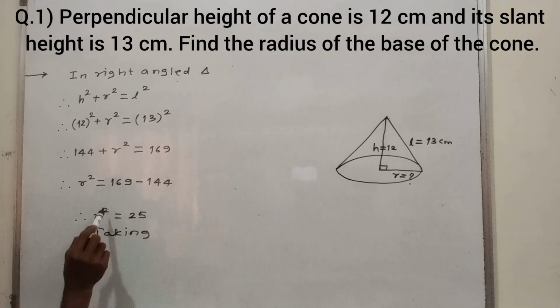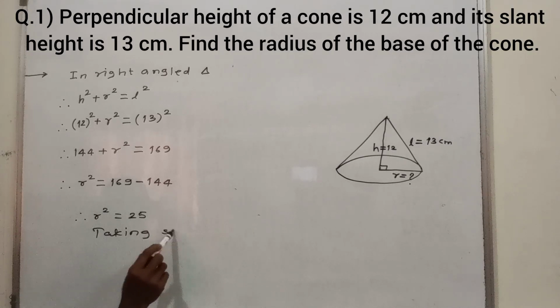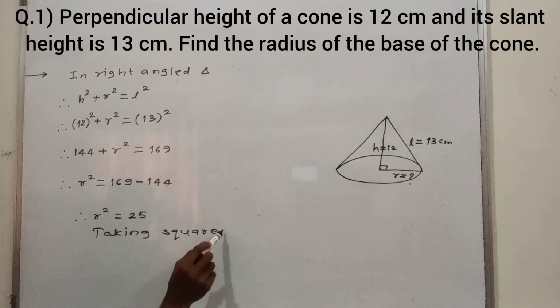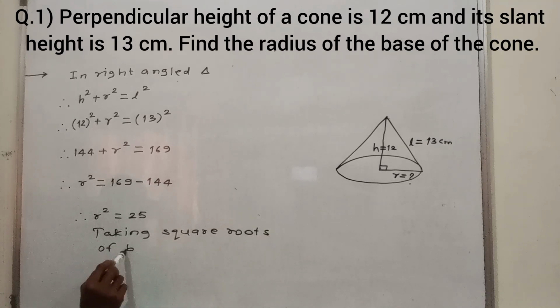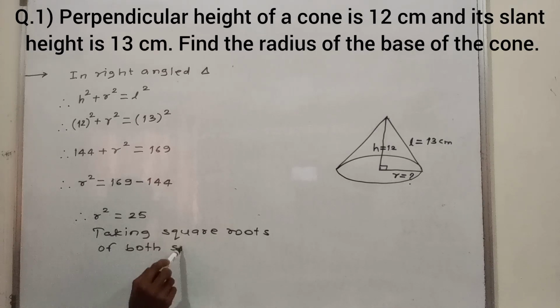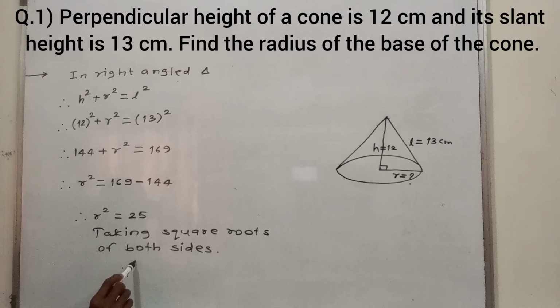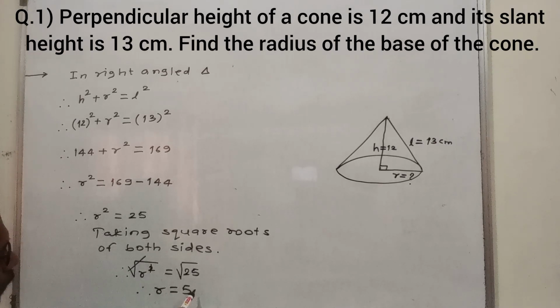Taking square roots of both sides. Okay, therefore square root of r square is equal to square root of 25. Square root and square cancelled. Therefore, r is equal to 5 centimeter.